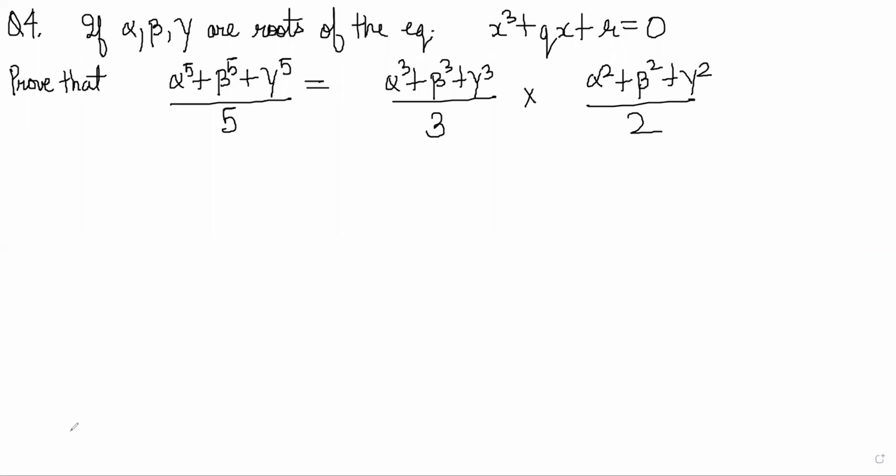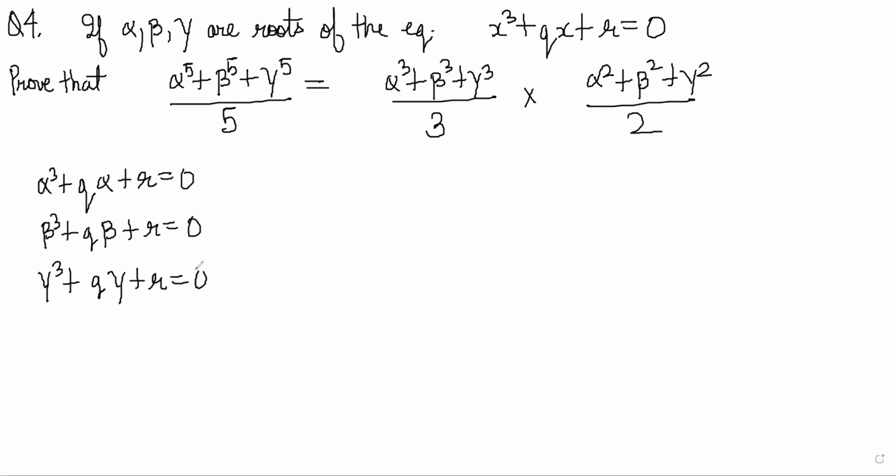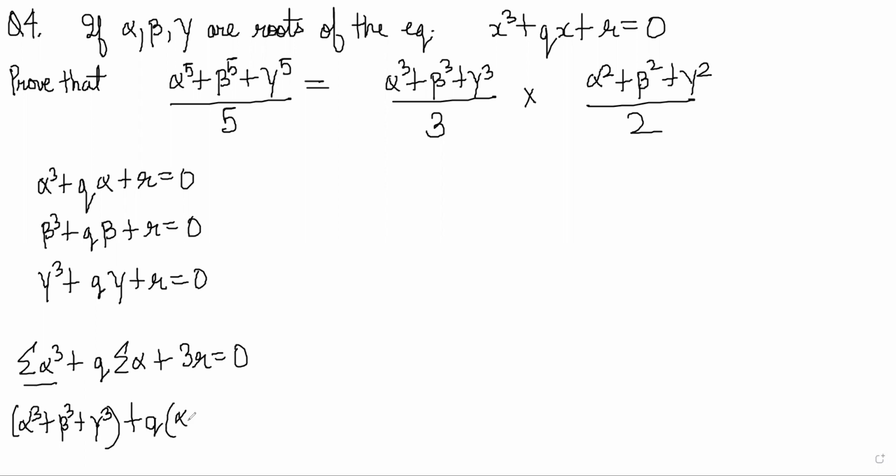So basically what we do is, since alpha, beta, gamma are roots of this equation, we can write alpha cube plus q alpha plus r is equal to 0, beta cube plus q beta plus r is equal to 0, and gamma cube plus q gamma plus r is also equal to 0, right? So if I add all of this, what I will get is summation of alpha cube plus q common summation of alpha plus 3r is equal to 0. What I mean is alpha cube plus beta cube plus gamma cube plus q (alpha plus beta plus gamma) plus 3r is equal to 0, right? Now, in the equation, if you notice, if alpha, beta, gamma are the roots, alpha plus beta plus gamma by Vieta's relation is 0, because there is no x square term here.